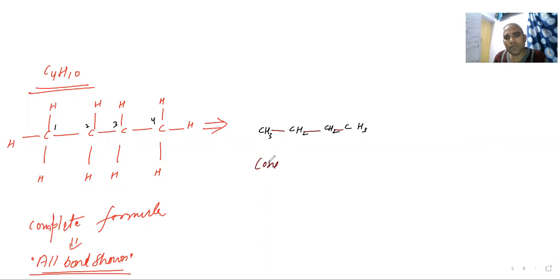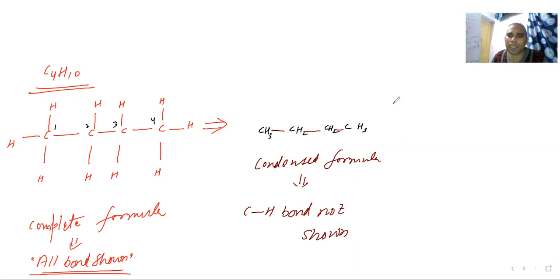This is what is known as condensed formula. Here the C-H bond is not shown. Okay, sir. Now we are going for the bond line.